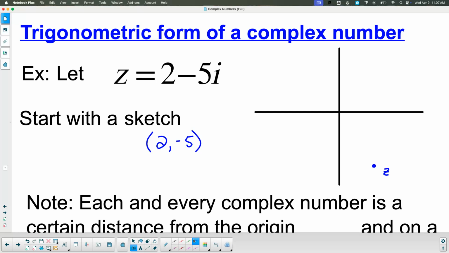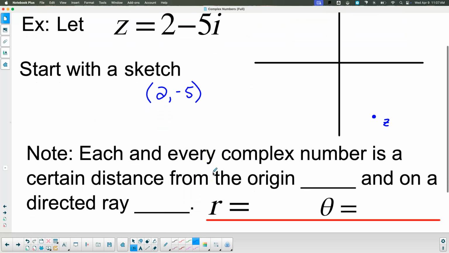Okay? Each and every complex number is a certain distance from the origin, and we call that distance in the complex number world, oops, tap the brakes. Better color in here for it. We call that distance r from the origin. And it's on a directed ray theta, which is a trig angle.